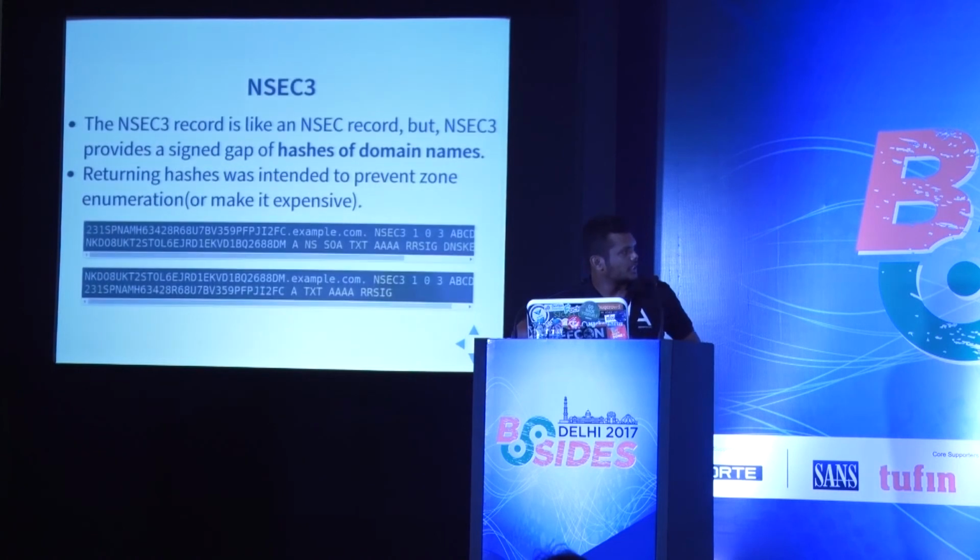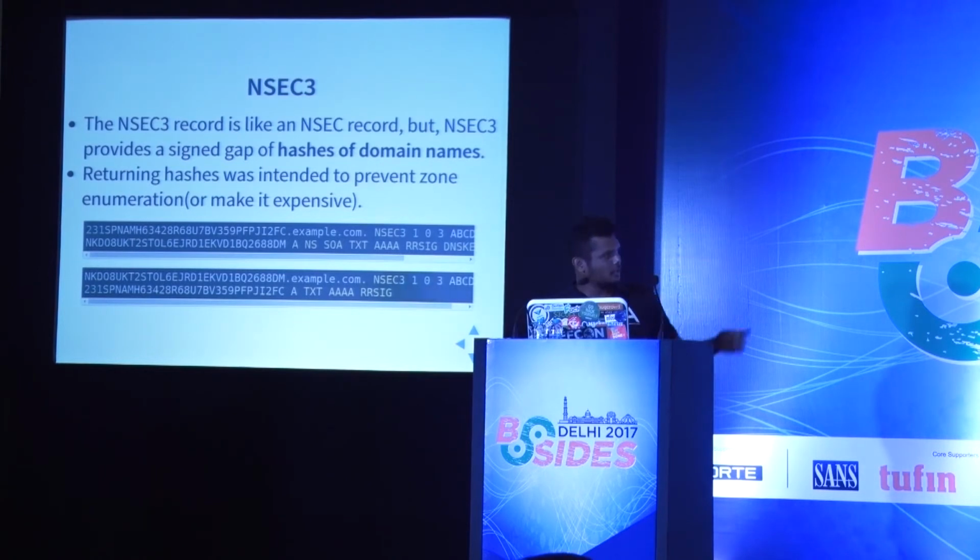Skip this one. NSEC3. NSEC is clearly vulnerable, or some people agree that it's vulnerable. So the people who come up with DNS protocols came up with something called NSEC3. In NSEC3, the interesting part is that there is no domain name over there. There is a hash over there. Last time I said it's called NSEC walking because it's a linked list. You ask for non-existent domains and you get all the domains.